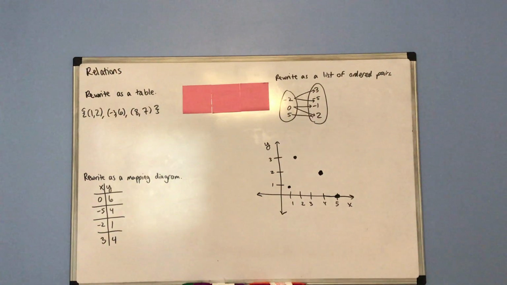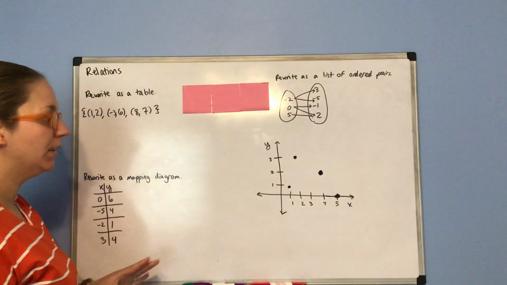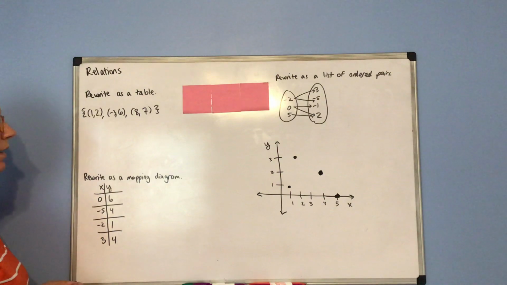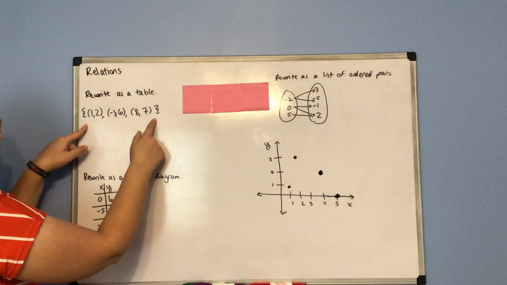Today we're going to be looking at relations and how to rewrite relations from one format into another. So if you've already seen your notes, you should already be a little familiar with this. There are 4 ways we can write relations. We can write relations as a list of ordered pairs.